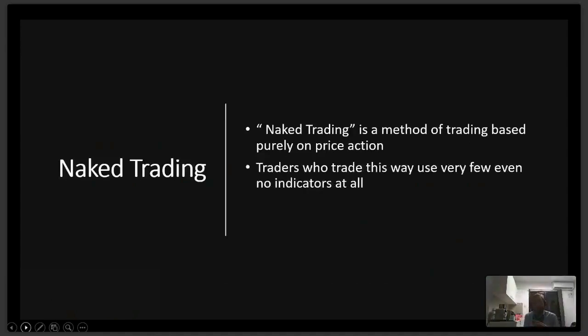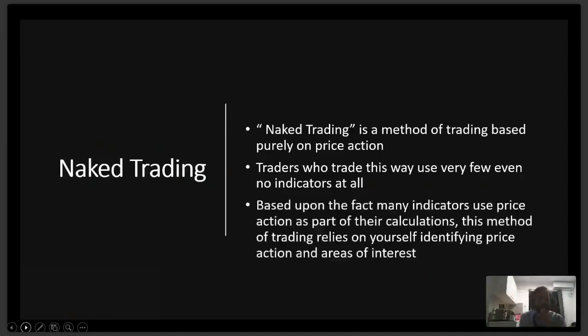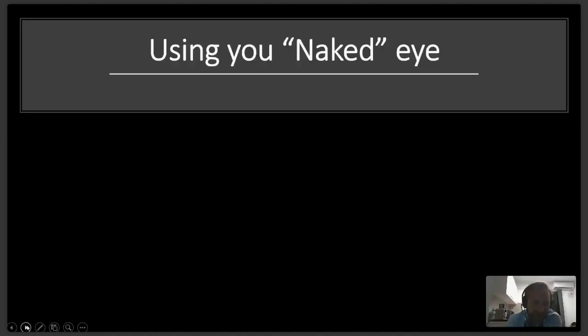Traders who trade this way use very few, if not any, indicators at all. Because at the end of the day, many indicators use price action anyway as part of their calculation. So it's in there, but by using too many, by using them too frequently, you're not training yourself to spot where the potential levels potentially are. So this method of trading does rely on yourself and yourself only, really, to identify price action and areas of interest. So let me show you an example.